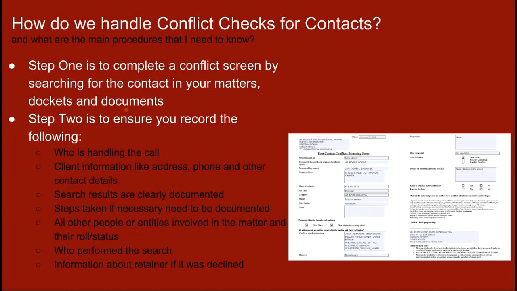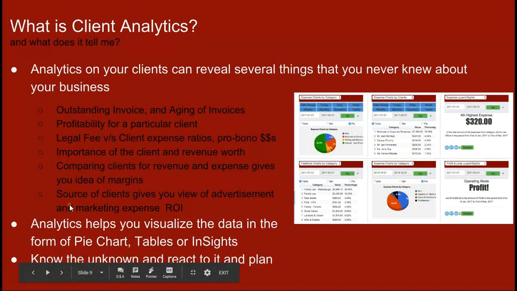Search results are clearly documented, so clearly a mechanism or a process or a software that gives you occurrences of that name, all parties or people or entities that are involved in working with that client. And even if there was a retainer that was declined, that's important information to be measured in this conflict screening form. It's a Law Society template that we'll quickly walk through.